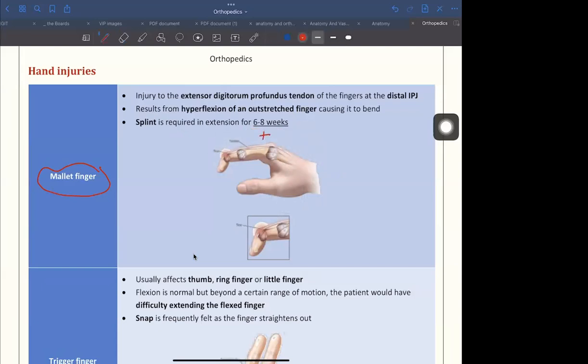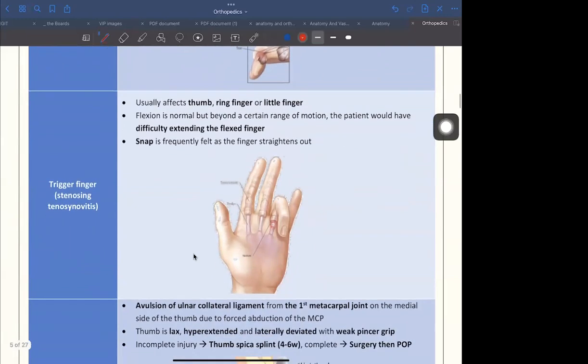If this muscle is injured, you will lose the balance. The balance here should be equal to here. So if we have 2 here, it should be equal to have your hand in neutral position. What happens if this balance is affected? It will be just 1, so your distal phalanx will be flexed, okay? It's basically hyperflexion of an outstretched finger causing it to bend, and this is called mallet finger. What you need to do is get this back in position in a splint, all right? And keep it there for probably 6 to 8 weeks, and it will heal by its own.